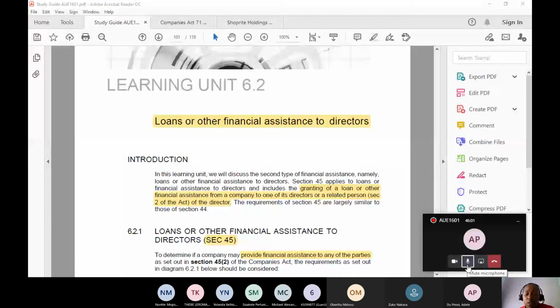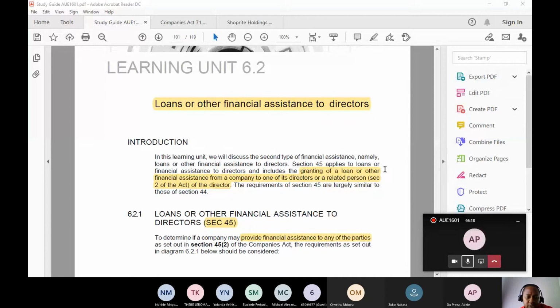So now we're going to look at the second learning unit, which is loans or other financial assistance to directors. This is the second type of financial assistance that could be granted to directors. One thing to note in the introduction, this is Section 45 of the Companies Act and includes the granting of a loan or other financial assistance from a company to one of its directors or a related person of the director.